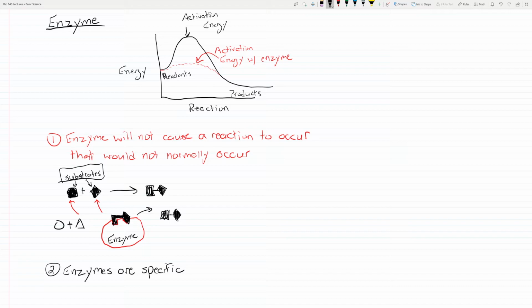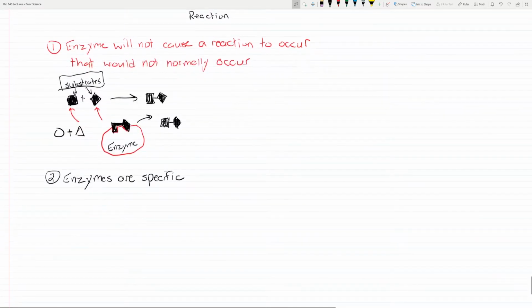So if I have an enzyme that will break down sucrose, that enzyme isn't going to break down maltose or lactose. I need an enzyme to break down maltose. I need an enzyme to break down lactose. And that's what specificity means. An enzyme will only work on certain substrates. That is it. Okay. Another thing is that enzymes can be limited.